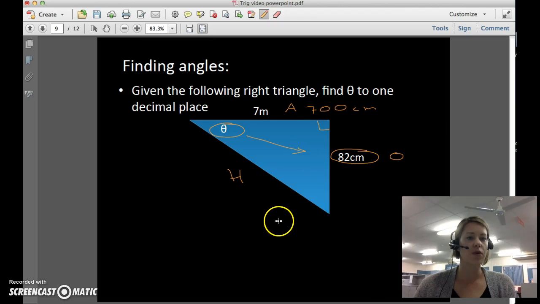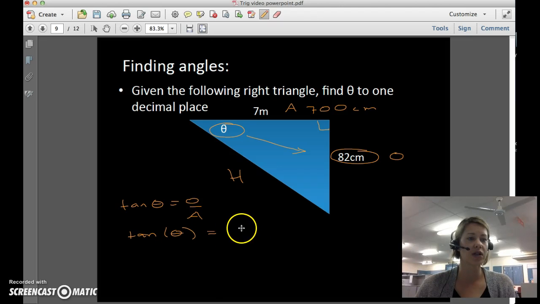Okay, so we need to figure out what trigonometric identity we're going to use. Now we have O and we have A. So thinking about SOHCAHTOA, we want TOA, tan. So tan theta equals O over A. So now we put in the information that we've got. We have tan theta, we don't know what theta is, so that stays like that, equals O, which is 82, over A, which is 700.